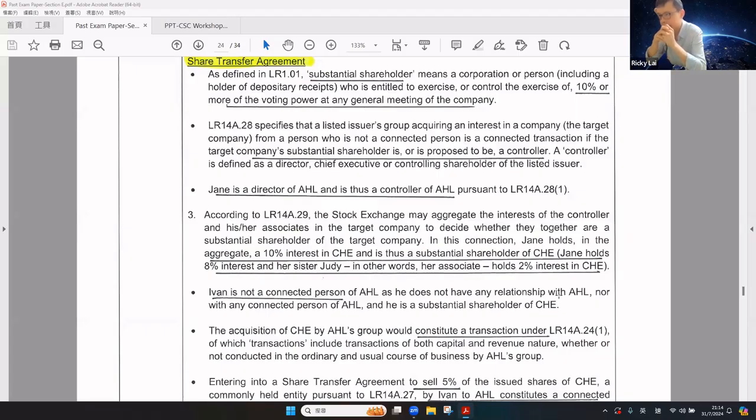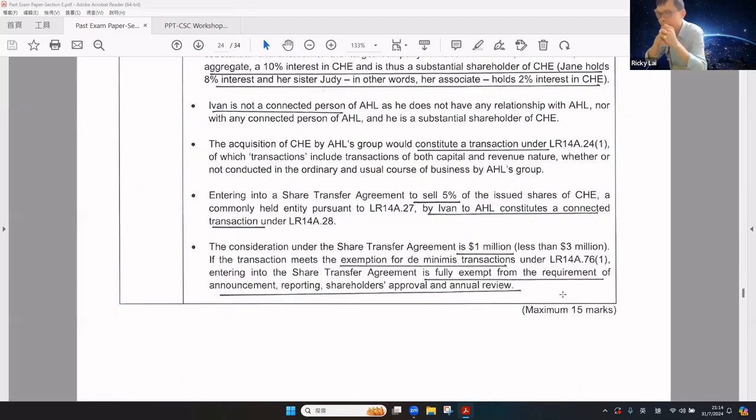Jane holds in aggregate a 10% interest in CXG and is thus a substantial shareholder of CXG, because Jane holds 8% and his sister Julie holds 2%. Okay, so that is 10%. Ivan is not a connected person because he has no relationship with AHL, and he is a substantial shareholder of CXG. The acquisition of CXG by AHL Group will constitute a transaction, which includes both capital and investment natures, whether or not conducted in the ordinary and usual course of business.